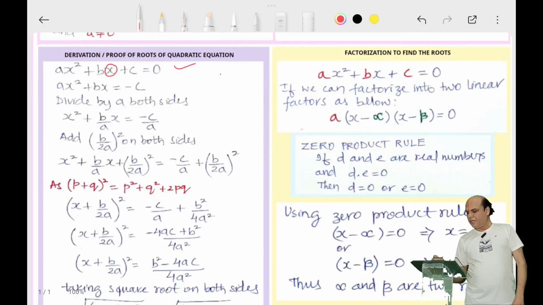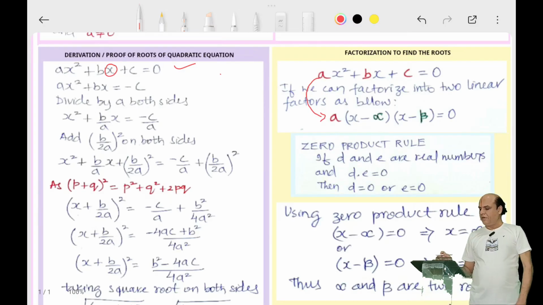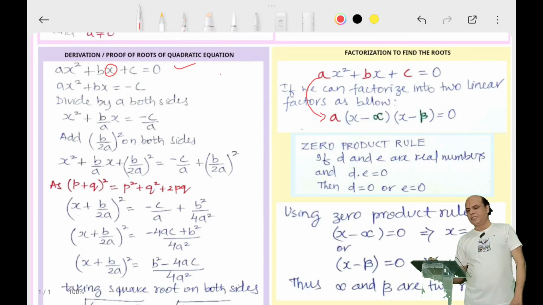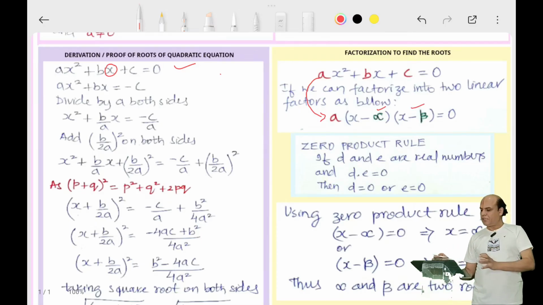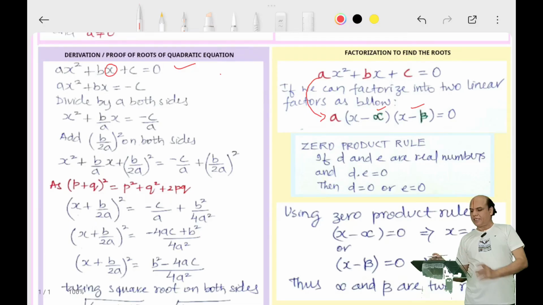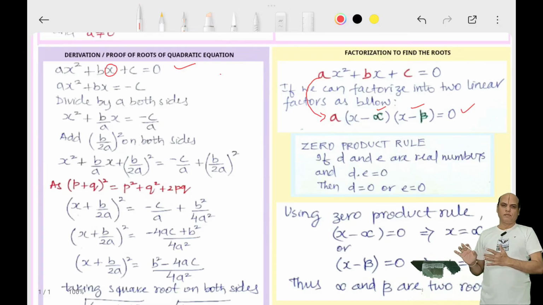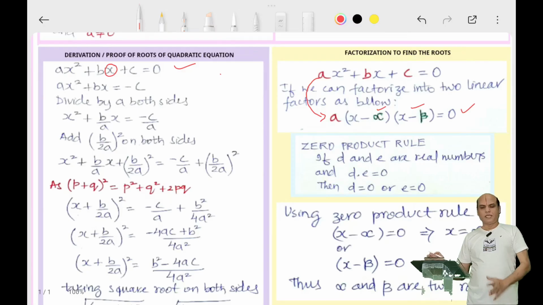Another way is, if we can factorize this equation, that is, if you can reduce this equation to this form where it is expressed as factors, coefficient a into x minus alpha into x minus beta. These two are linear factors. If you can express ax square plus bx plus c as linear factors, then this is one method of solving for the roots. Okay, let us discuss factorization later.